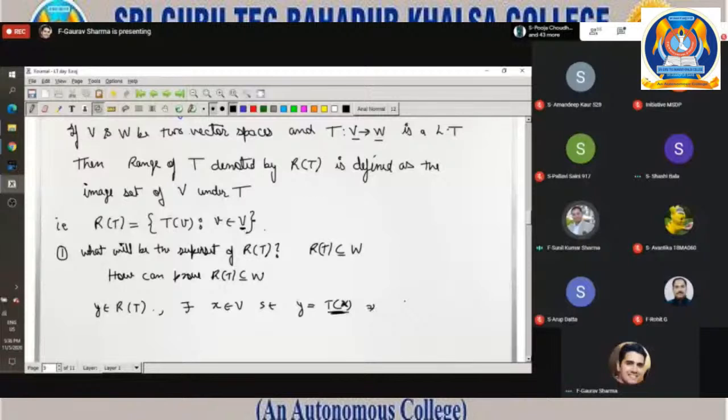Sir, please call any student. Amandeep. Yes, sir. Please reply to this question: what will be the superset of R(T)? Is it a subset of V or of W? V's. Okay.